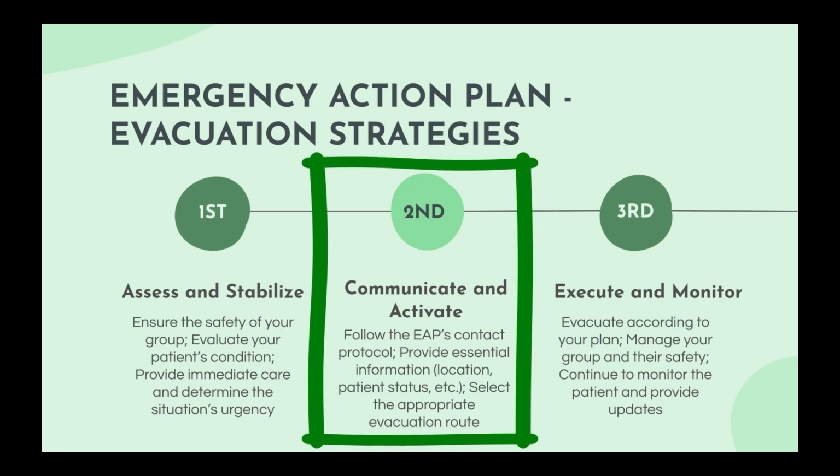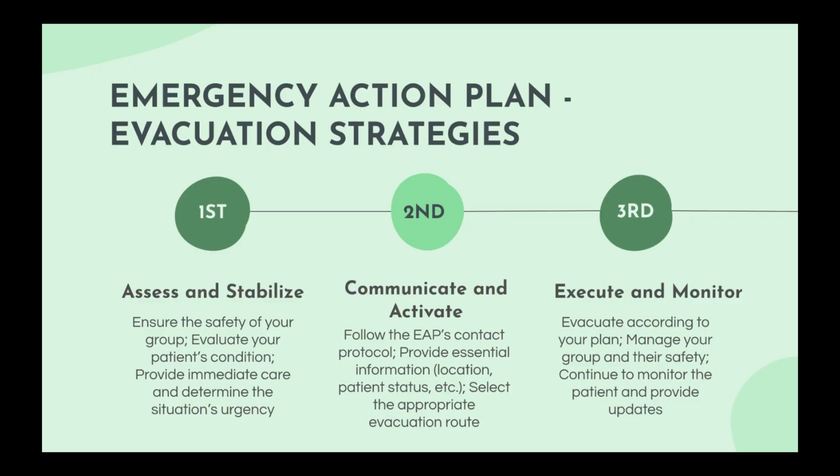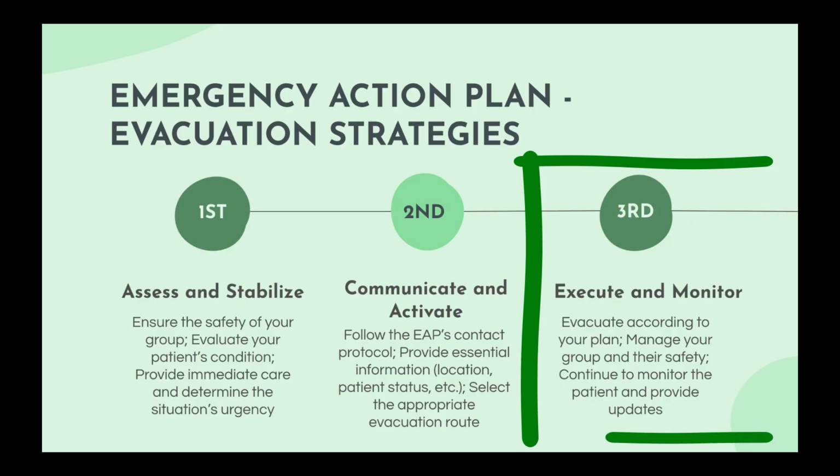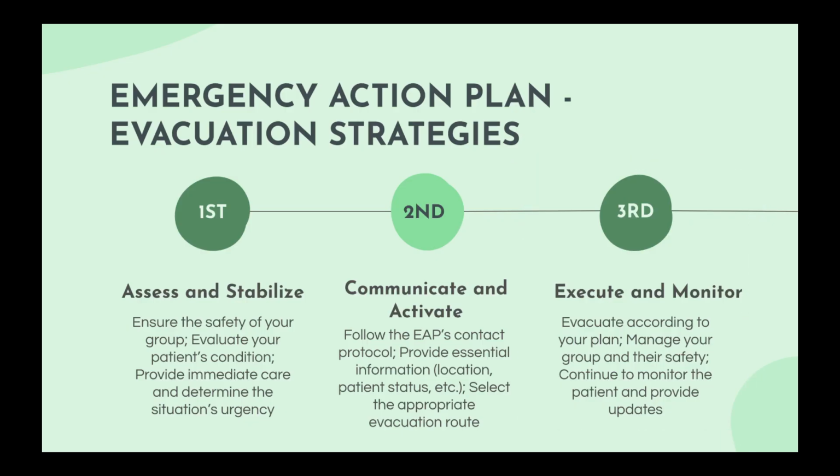Communicate and activate. Follow your program's contact protocol and select the appropriate evacuation route based on your current location. These evacuation routes should be highlighted before your trip. After enacting your evacuation plan, you'll want to move on to step 3, execute and monitor. Continue to manage your group, ensuring their safety while monitoring your patient and providing updates to off-trail public safety personnel. Now that we have that information, let's see an example of an evacuation plan in place.